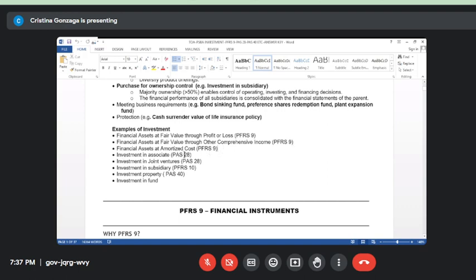Investment in associate, you will use the specific PAS, which is PAS 28. Investment in joint venture is also PAS 28. Investment in subsidiary, PFRS 10. Ito yung gagawin, itong didiscuss natin na consolidated financial statements. Investment property, PAS 40. And investment in funds, wala yang specific PFRS or PAS. Okay?